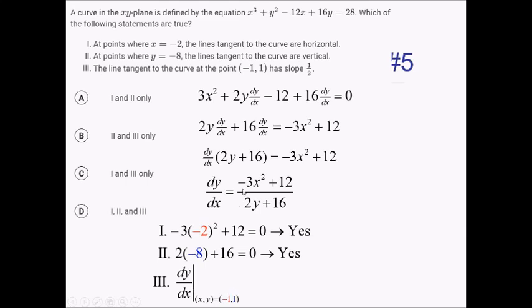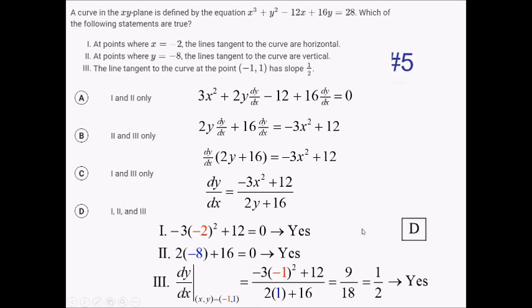That's going to be negative 3 times (negative 1) squared plus 12 over 2 times the y value 1 plus 16. This is negative 3 plus 12, which is 9. Down here we have 2 plus 16, which is 18. And that does indeed reduce to 1/2. So it turns out, and that's a yes, option D, all 3 options are correct.